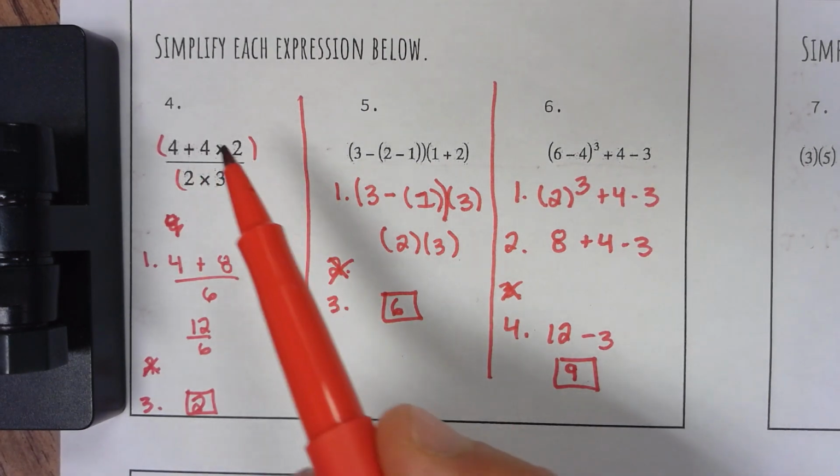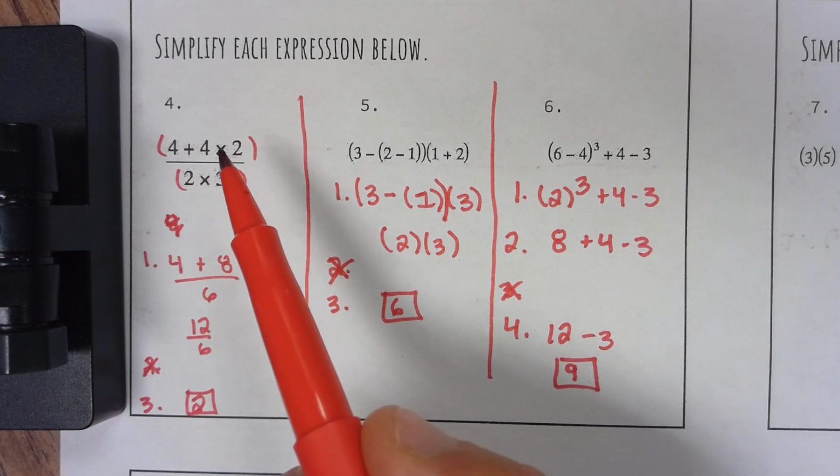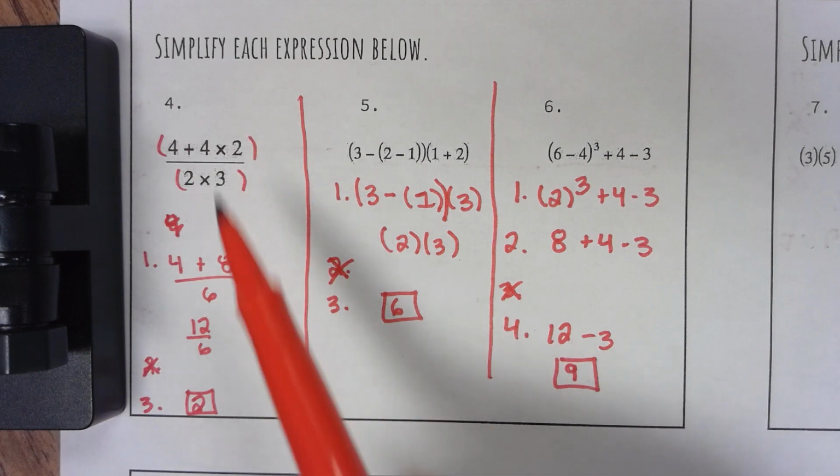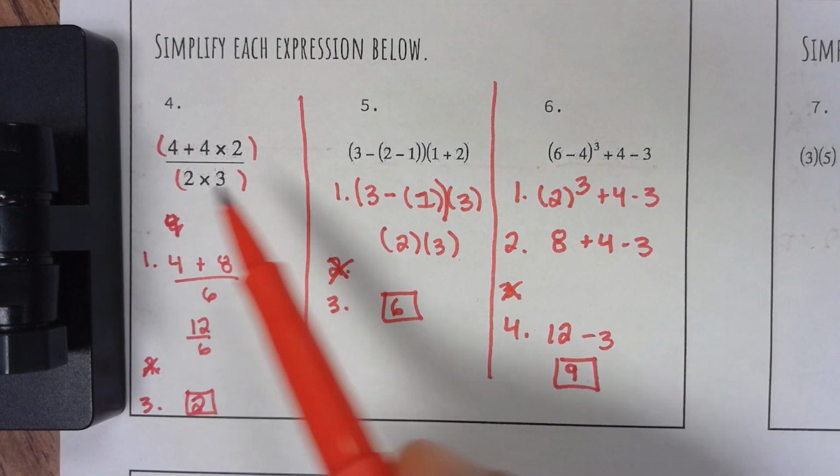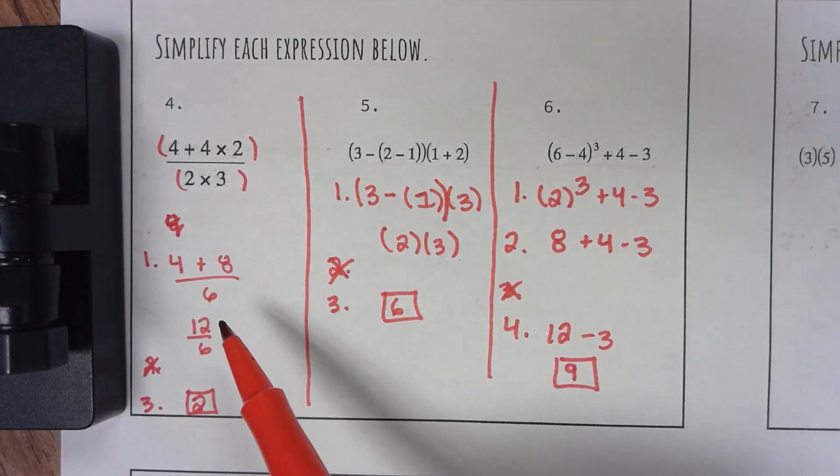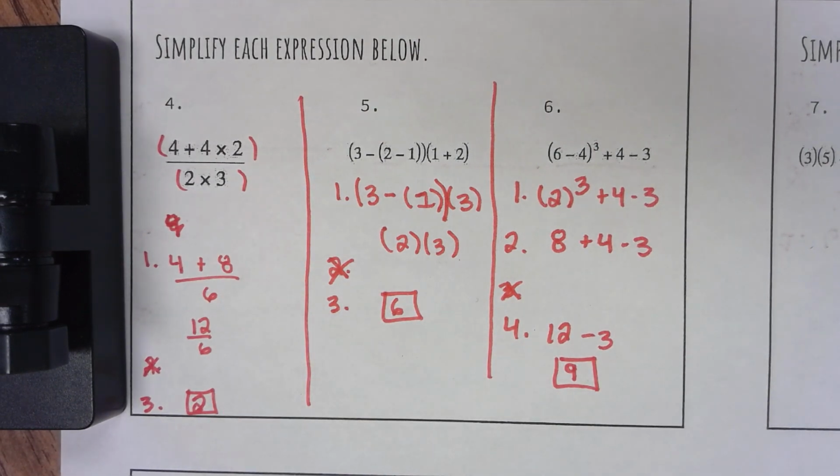They start all over. So in the numerator, I have to multiply first. 4 times 2 is 8. 8 plus 4 is 12. In the denominator, 2 times 3 is 6. Now that the numerator and denominator are simplified, we can go ahead and carry out the division, where 12 divided by 6 is 2. Okay, that's a hard one, because without us knowing to do the entire numerator or top of fraction and the entire denominator or bottom of fraction first, it gets a little tricky.